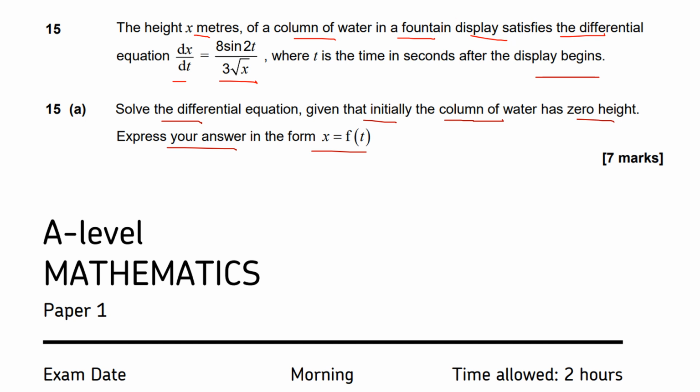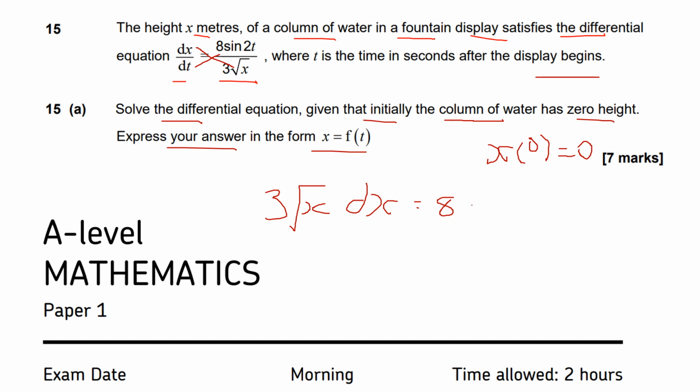So our initial condition will be that x of 0 is equal to 0, i.e. t equals 0 when x equals 0. This is just my notation of doing it. x of t equals that, 0 equals f of 0. So step 1, cross multiply. Get all the x's on one side and all the t's on the other side. So I'm going to have 3 root x dx is equal to 8 sine 2t dt.